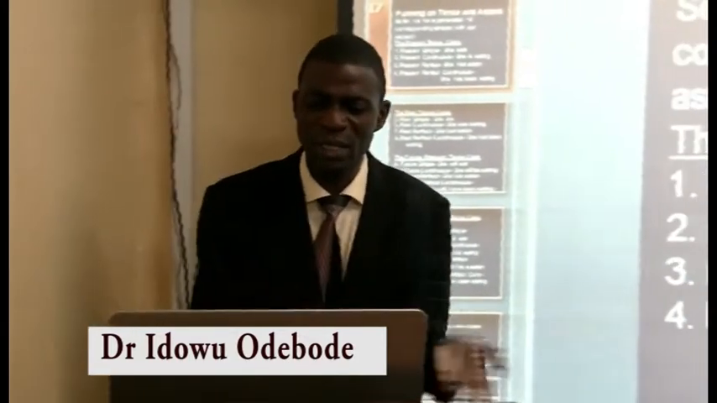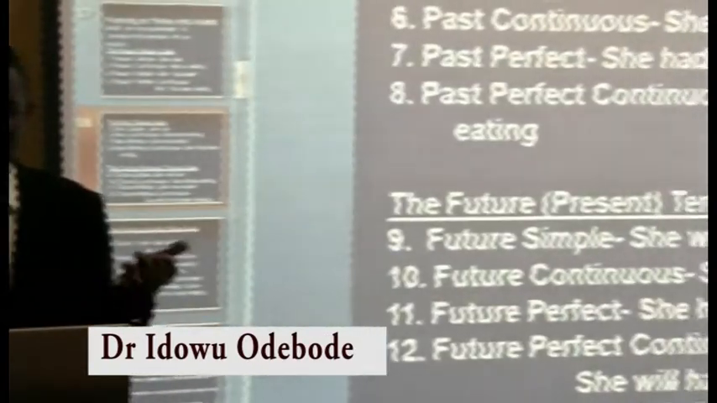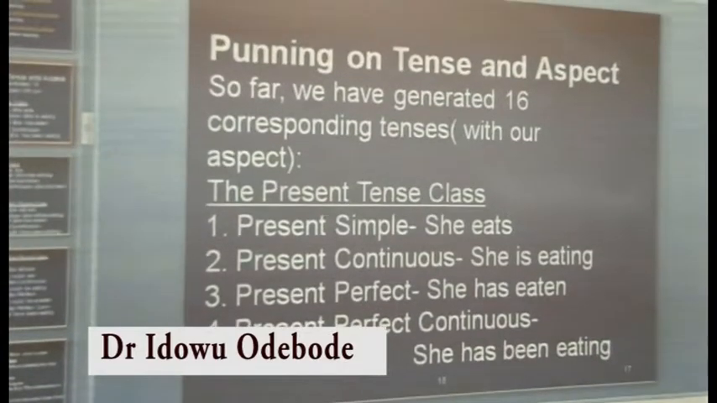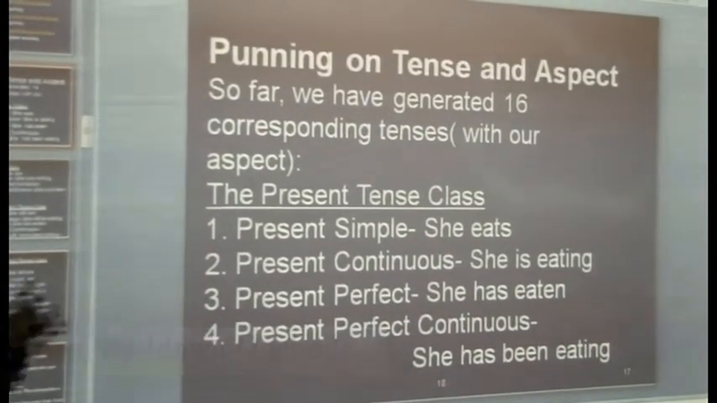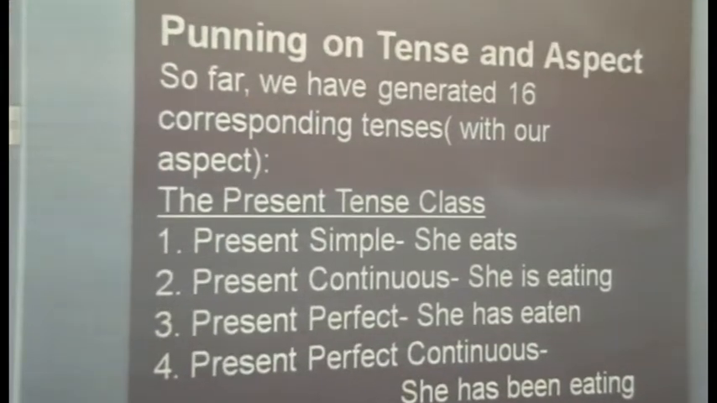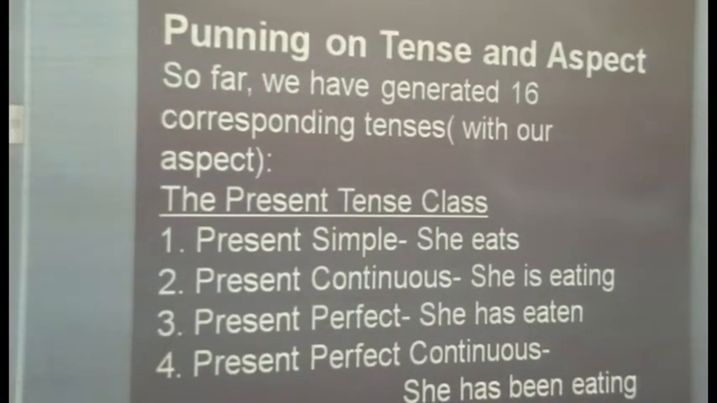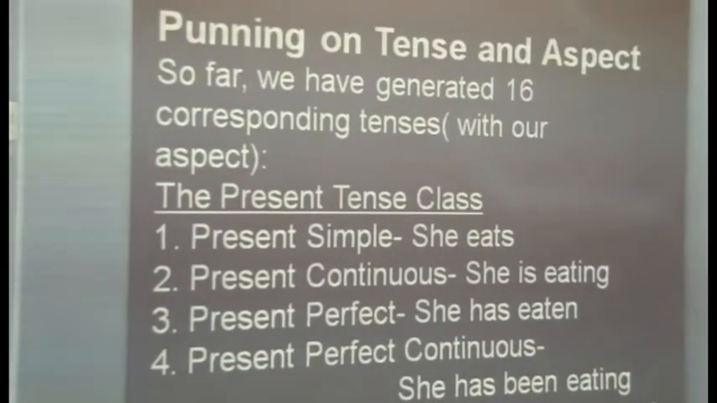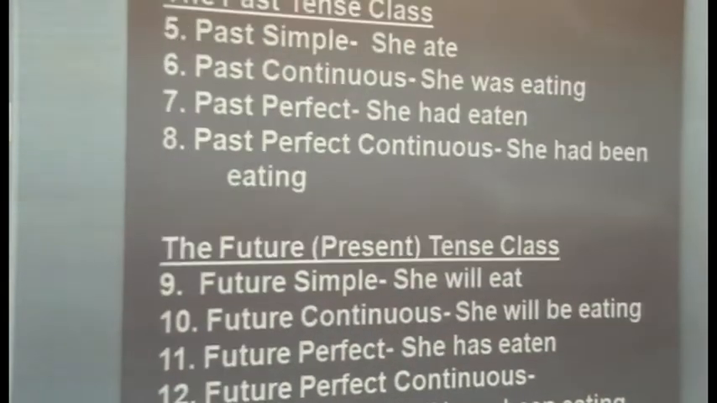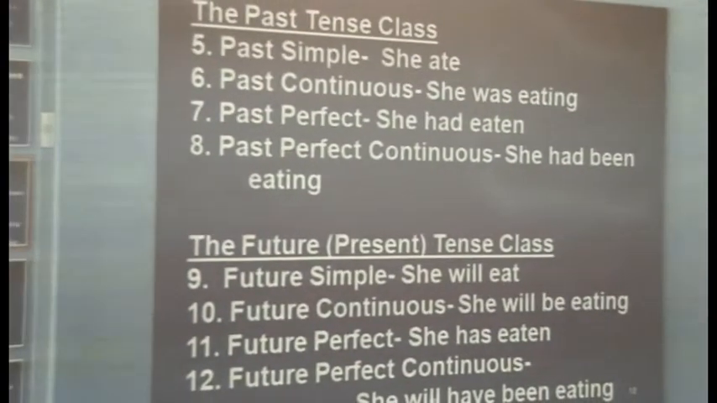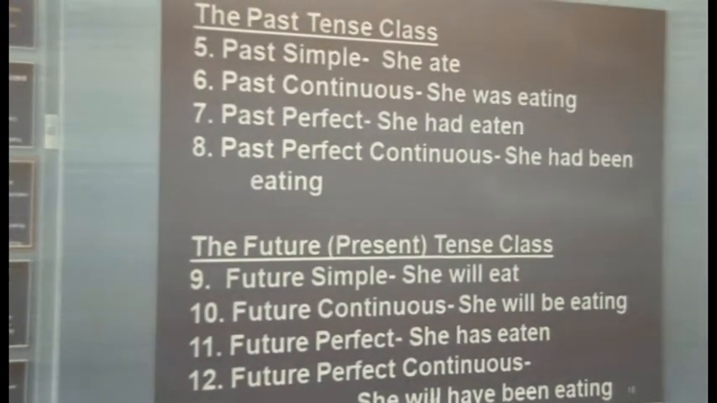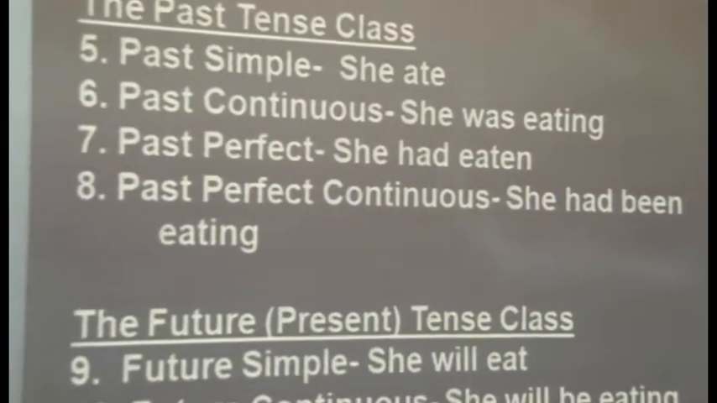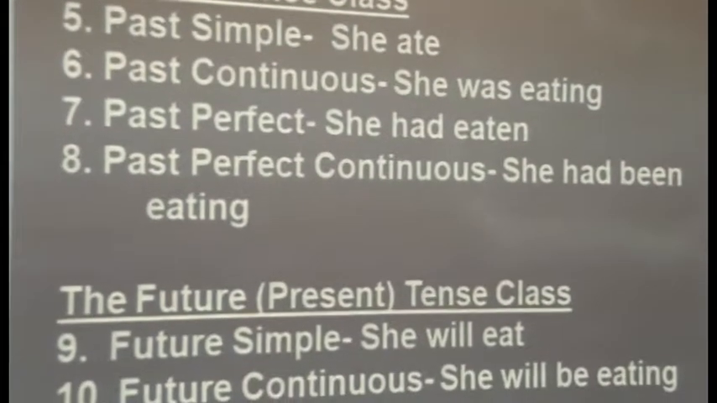We have the present tense class, we have the past tense class, we have the future tense class, and then we have the future in the past class. Now, under the present tense class, I may say, first, present simple tense, she eats, present continuous tense, she is eating, present perfect tense, she has eaten, present perfect continuous tense, she has been eating. And then you have the past tense class, so you say the past simple tense, she ate, the past continuous tense, she was eating, the past perfect tense, she had eaten, the past perfect continuous tense, she had been eating.